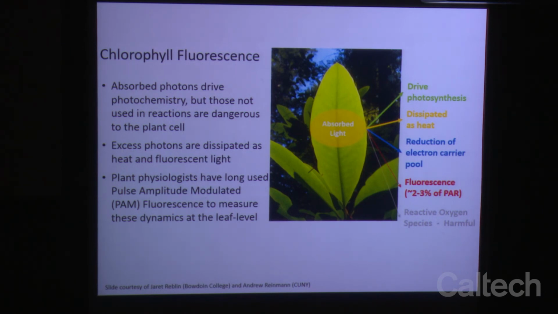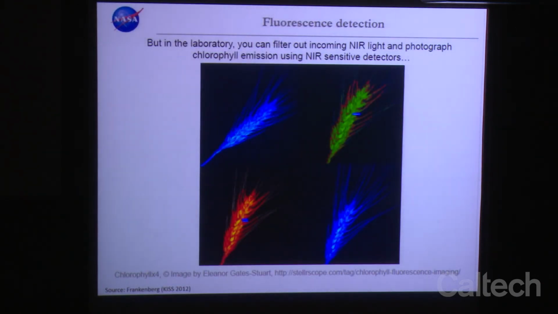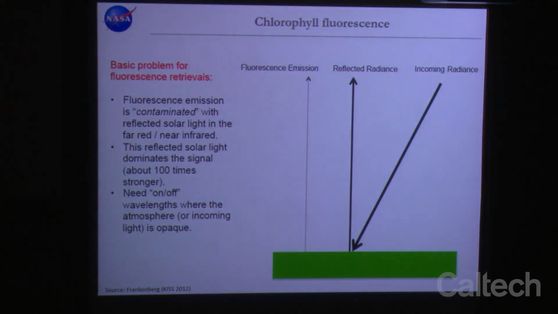Physiologists have long looked at this using the pulse amplitude modulation, or PAM, technique to look at these processes at the canopy level. But now we have the capability to look at this from space. The challenge in doing this, I borrowed these charts from Christian's talk at KISS a few years ago, actually. These are fluorescing vegetation samples. You can look at the fluorescence in a dark room in the lab very easily, and you do have this signal here.